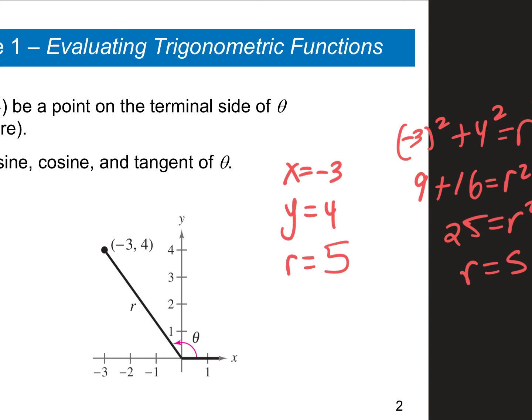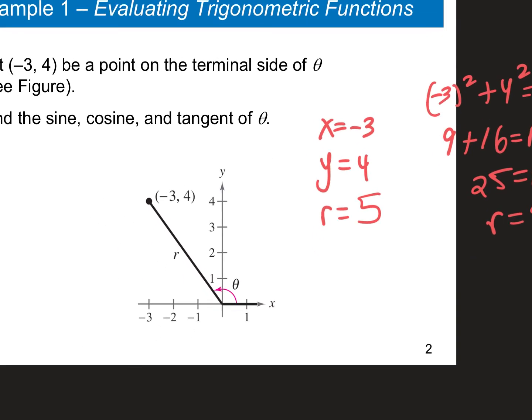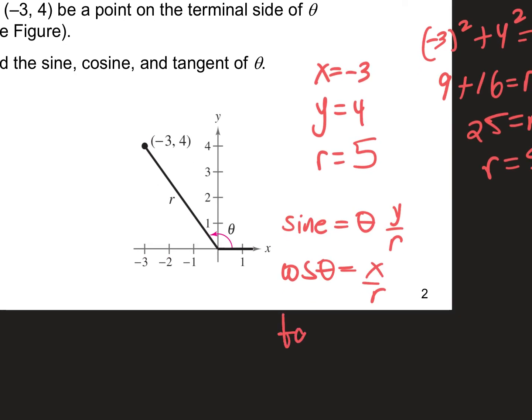But your r value should always be positive because you're squaring both of them. Does that make sense? So now that you guys have your x, your y, and your r, you can tell me what the sine, the cosine, and the tangent are. The sine of theta. Look at your little cheat sheet that you guys just took a picture of. Is what letter over what letter? Y over r, right? Cosine theta is x over r, correct? Tangent of theta is what?